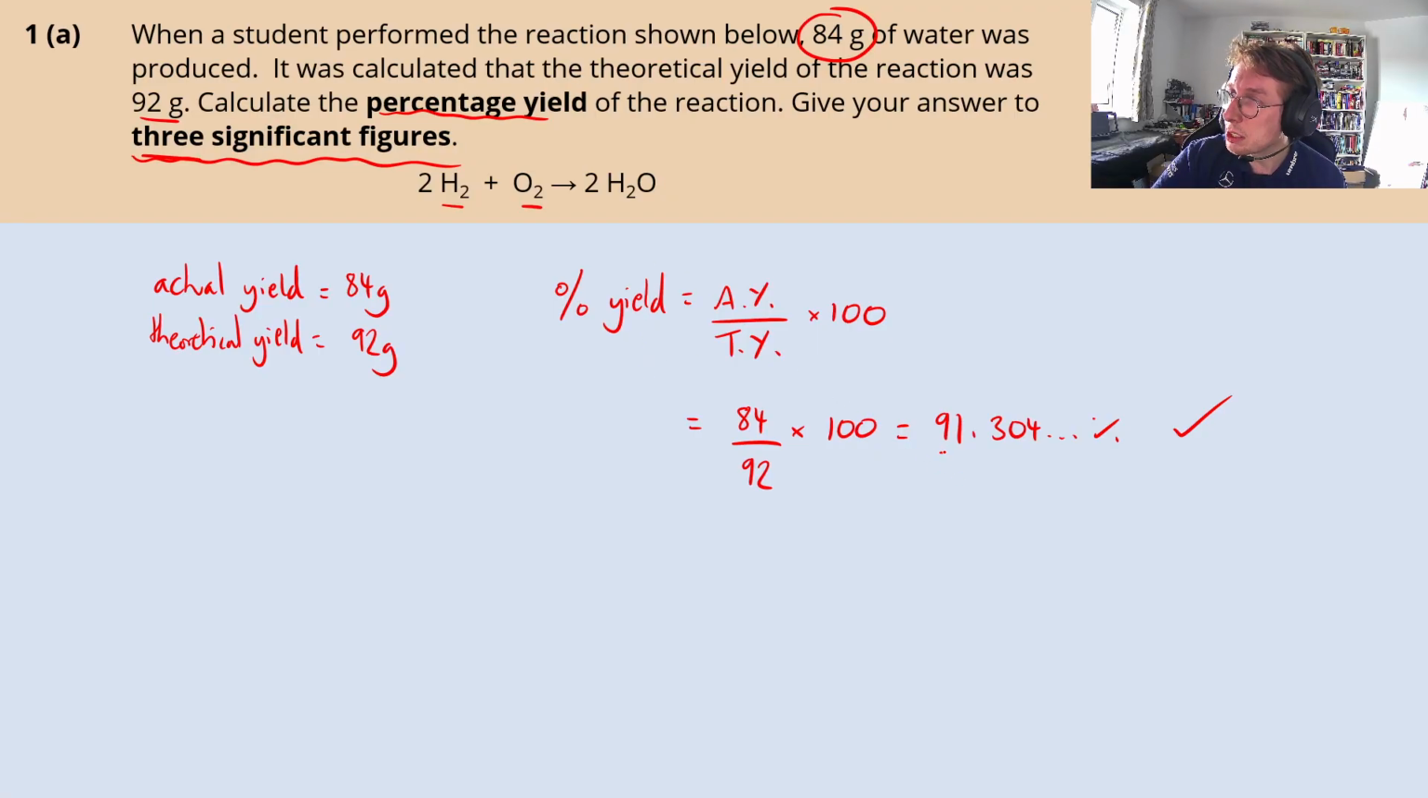So the first significant figure is that 9 from the 90, then the second is the 1, and then the third is the 3 after the decimal place. So based on this number here, the 0, we're either going to have to round up or down. Because 0 is less than 5, we round it down. So our answer to 3 significant figures is 91.3%.